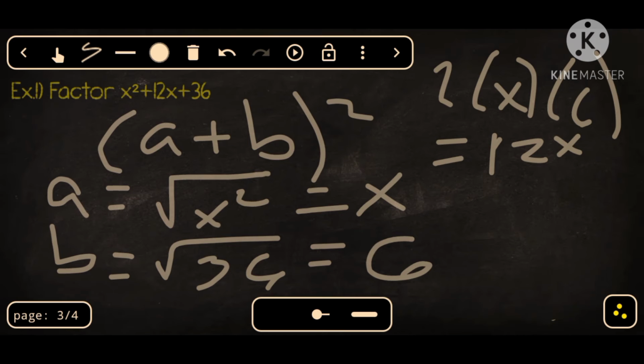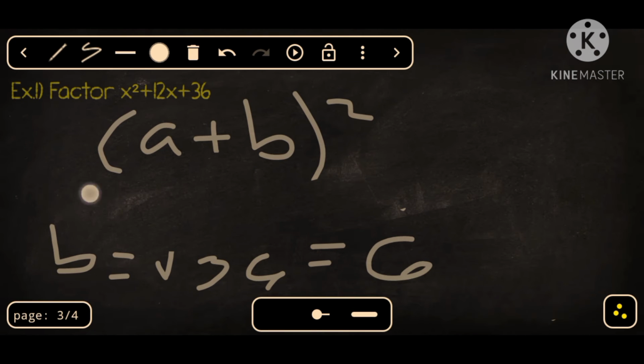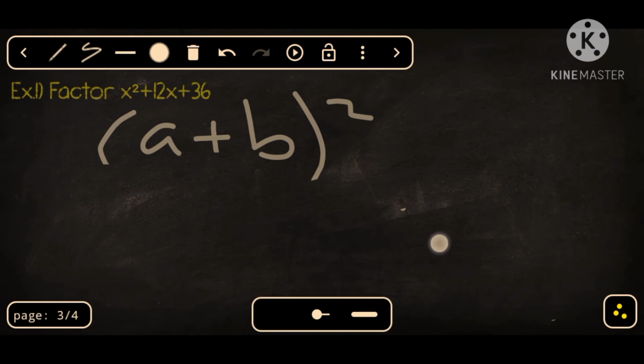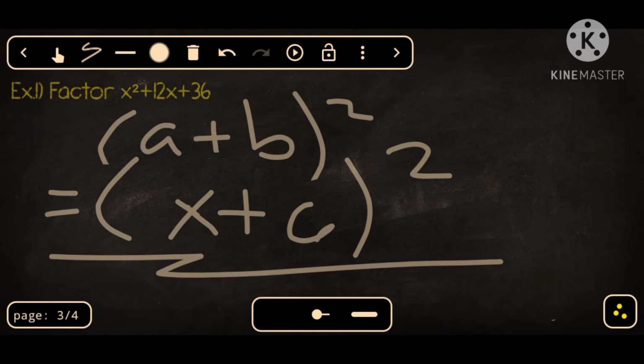Okay, so it is now easy for us to get the factors. So for our factors now, we now have a plus b squared, where a is equal to x and b is equal to 6. So therefore, we now have, as our factors, x plus 6 squared. Okay, so this is now our factor. So if you want to check if your answer is correct, just use FOIL method.